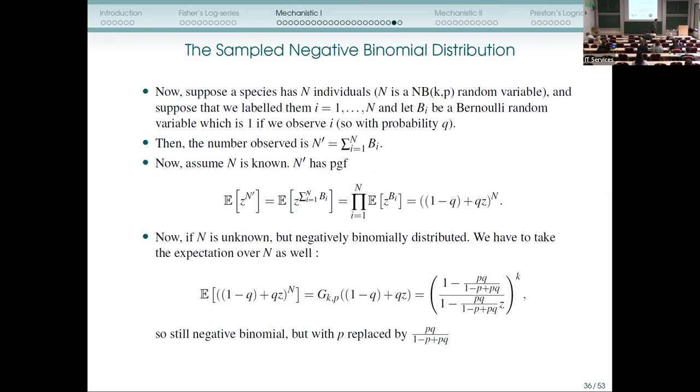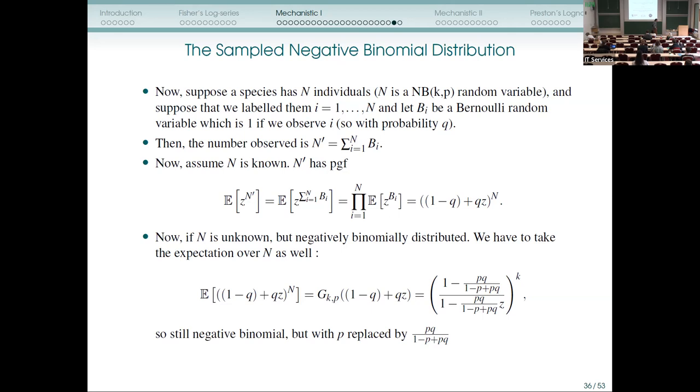What I said is that my mechanistic model of population abundance says the number of things out there should be distributed as a negative binomial, and I see them according to a Bernoulli random variable. Toss a coin, I saw it or I didn't. So I have N individuals, and for each individual out there on the plot, which is a random number because I don't know how many, I have an indicator variable, b_i. b_i is 1 if I saw it, 0 if I didn't. So the number I observed after sampling is simply the sum of the b_i's. These are only 1 if I actually saw the thing, so add up the 1's, and I get the number of things I actually saw.